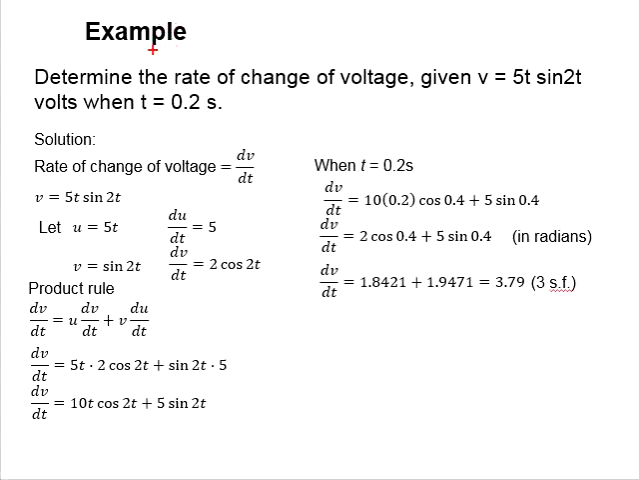The question asks you to determine dv/dt when t equals 0.2 seconds. You will need to substitute 0.2 into the equation here, and you will obtain this. The 0.4 here is in radians. Solve this, and you get dv/dt equals 3.79 to 3 significant figures. For most mathematical questions, unless the number of significant figures or decimal places is specified, you may always use 3 significant figures.